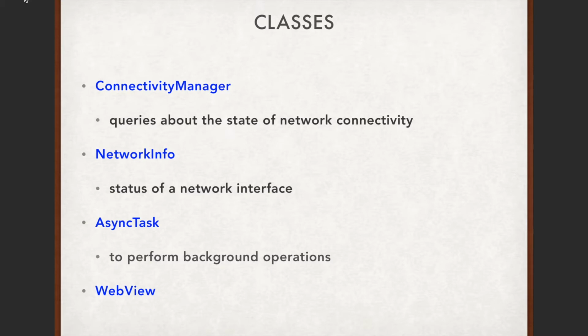So the first two classes, ConnectivityManager and NetworkInfo. By using these two classes, we have to get the status of the network. Then followed by that, we'll be using the AsyncTask class, that is to perform the background operations, because to load a web page it takes a couple of seconds, so that should be done in a separate worker thread. And followed by that, we'll be using a WebView, that is to show the web page content.